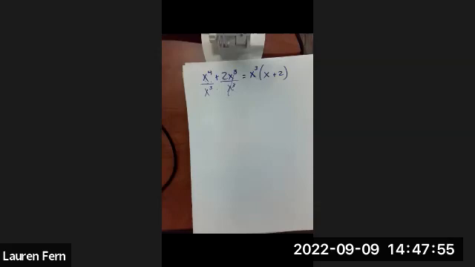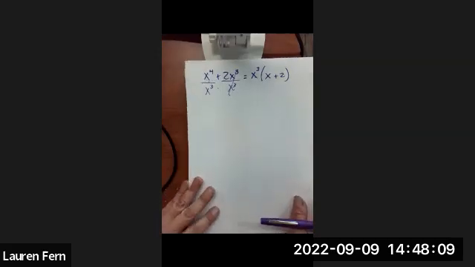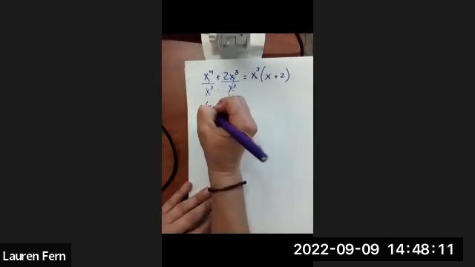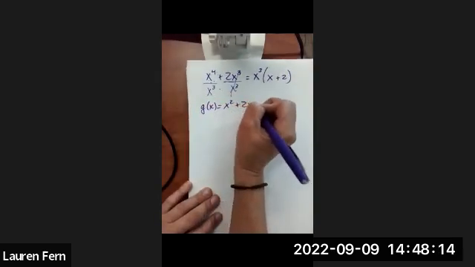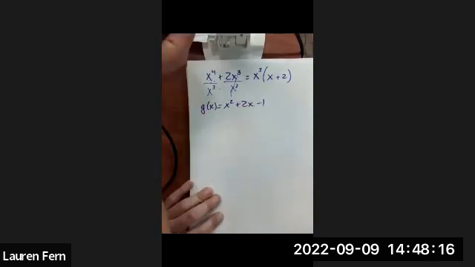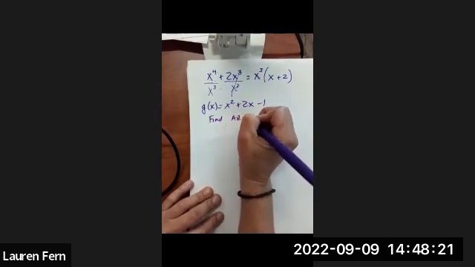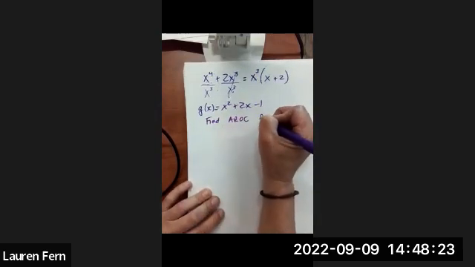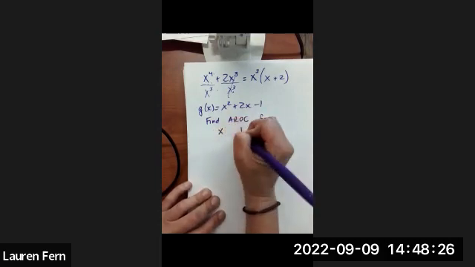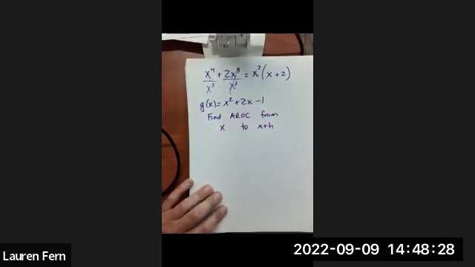Okay, I don't want to do my next example because I don't have time, but do you want to know, foreshadowing, what we're going to do on Monday? Given this function, x squared plus 2x minus 1, let me make sure I'm remembering it correctly. We're going to find the average rate of change from x to x plus h.